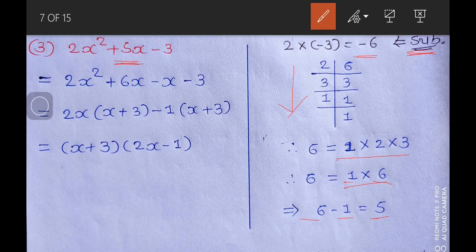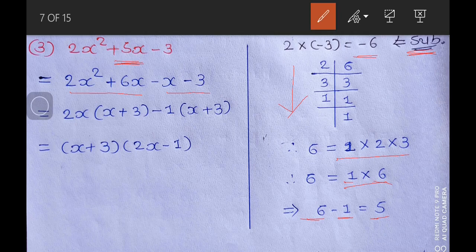So after doing subtraction of 6 and 1, we get 5 as positive. Then we give a positive sign to 6 and a negative sign to 1. Then we do subtraction of 6 and 1, and we get plus 5 as our middle term. So now for our polynomial, we split the middle term as 6x and minus x. Now we make two groups: 2x square plus 6x, and another group minus x minus 3.